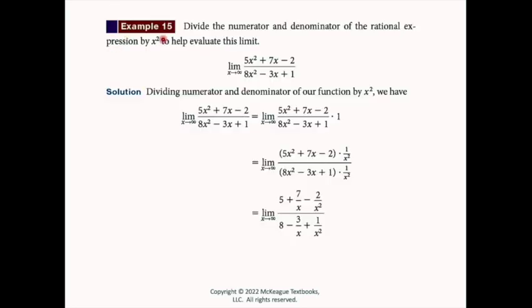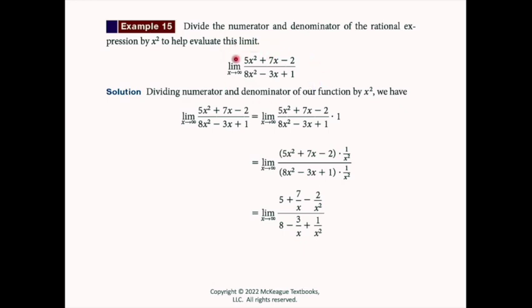So example 15, we're going to divide the numerator and denominator of the rational expression by x squared to help evaluate this limit. So that was the trick that I talked about. We're going to find the largest exponent of all the terms in the function, and we're going to divide all the terms in the function by x raised to that power that is the largest.